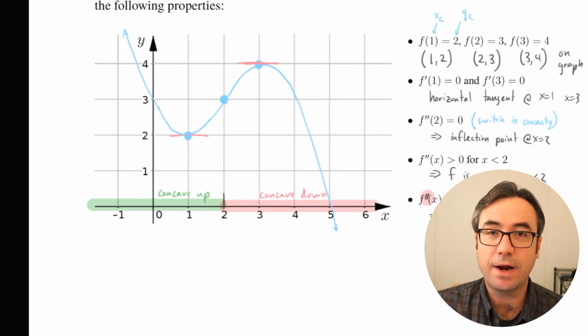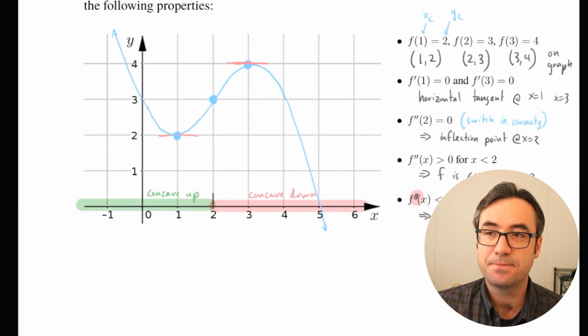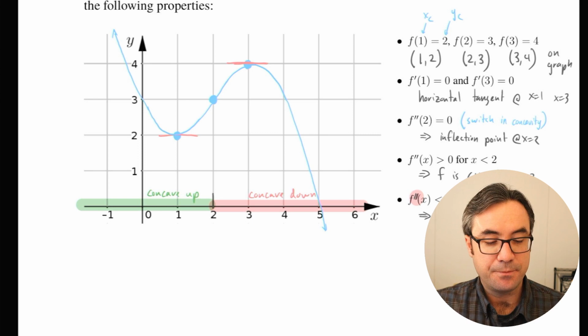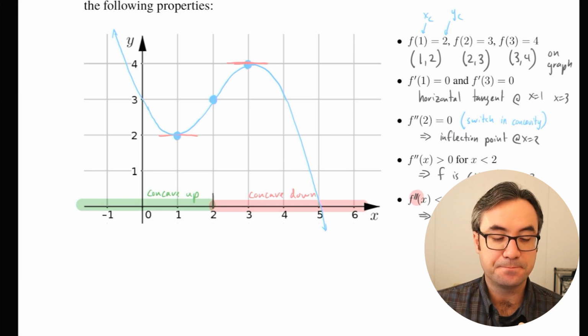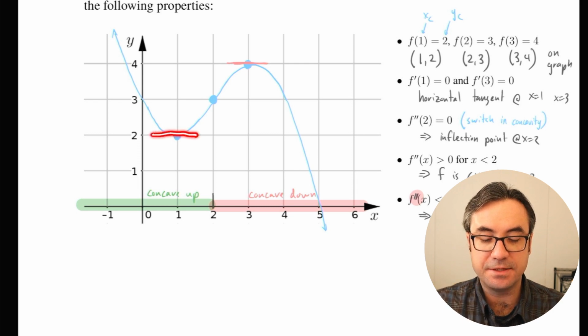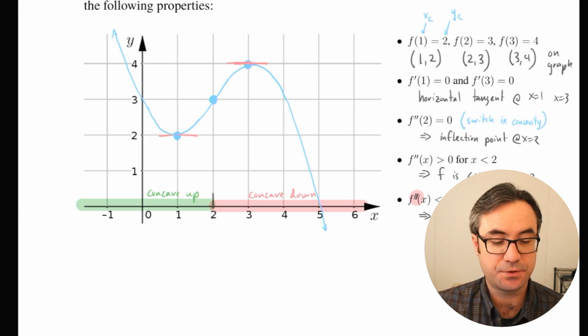Now, this isn't the only graph that satisfies these conditions. But what do we have? Well, we have these 3 points, which was the first property. Our graph flattens out at x equals 1 and x equals 3. So we have a horizontal tangent line. That was the second property.